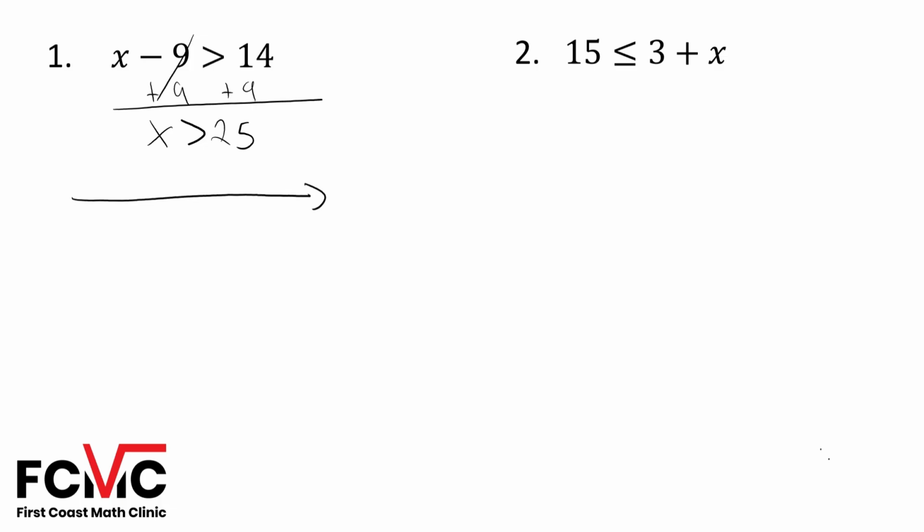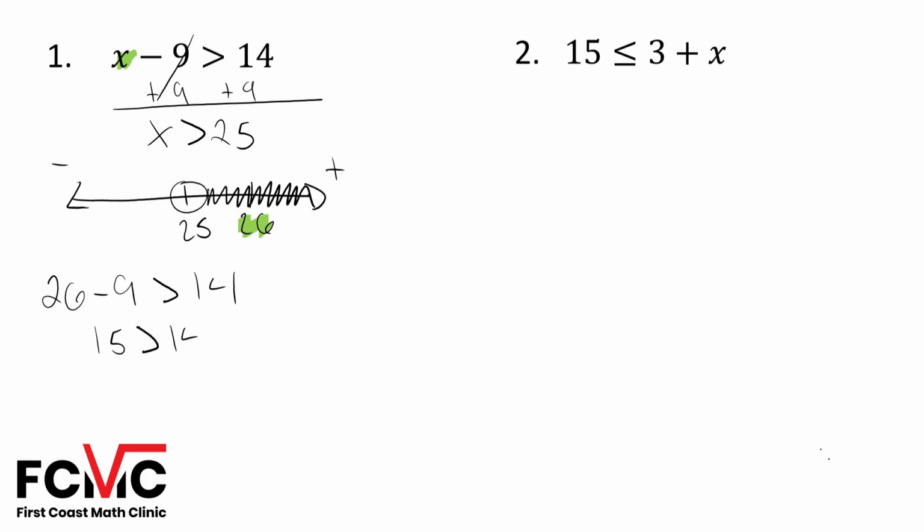Let's check this. So I'm going to graph that out. I've got 25 here, larger values to the left, smaller values to the right. Want an open circle at 25, x is greater than 25, so we're going to shade to the right. Want a value larger than 25 to check in our solution, so we could just use 26. So I want to put that 26 in for x. So we have 26 minus 9 is greater than 14. And we get 15 is greater than 14, which is a true statement. So our solution in our graph checks.